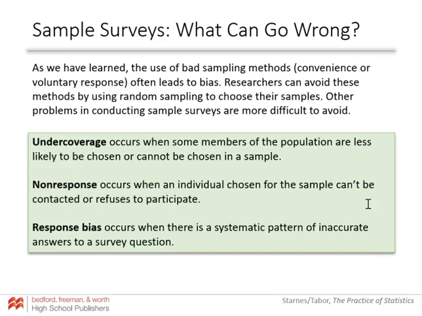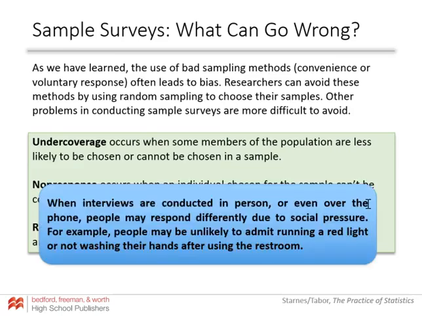And then the last one is response bias. And this typically has to do with the way we word questions or sometimes how we ask them. So if I am asking somebody in person, how many red lights have you run in the last 3 months? They might not want to tell me the answer, right? They might be embarrassed to admit to running a red light or admit that they don't wash their hands after they go to the bathroom. Whereas if it was anonymous on paper or on the internet where they're not having to look at another person and say, no, I don't wash my hands, they might be a little bit more likely to be honest.